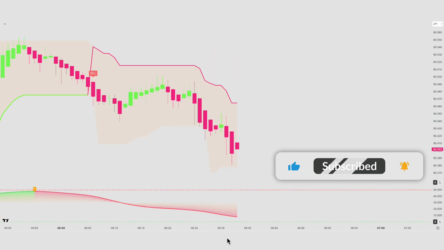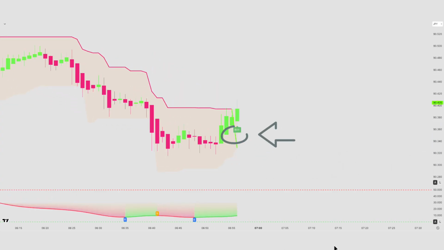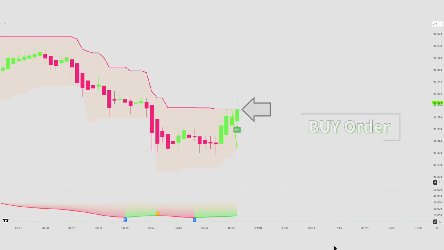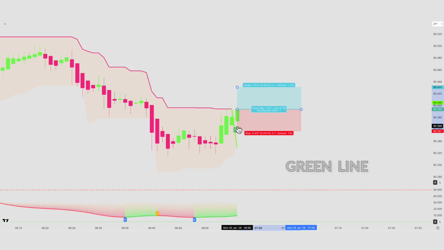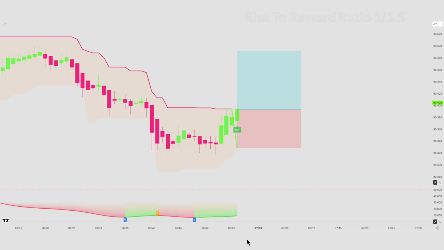Click OK. Now our setup is ready. Let's see how we use these trading setups. When the MTF dual super trend arrow of this indicator is a buy signal, when the Kalman filtered label is up, and when the market forms a bullish candle, if this condition is fulfilled, then we will place a buy order. Our stop loss is to be placed at the green line. And the risk to reward ratio will be 1:1.5.